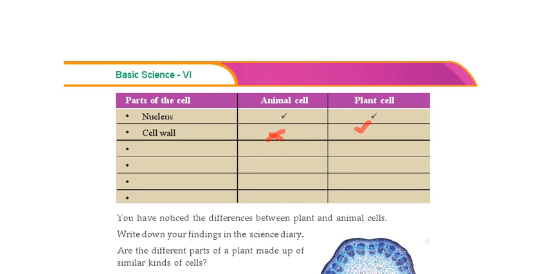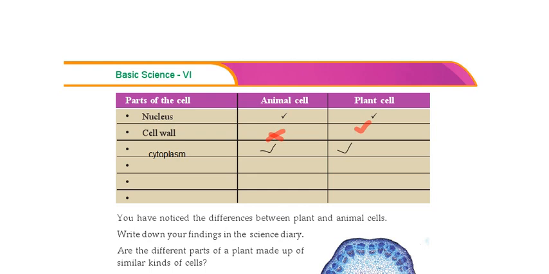Okay. Next we can give another part. Cytoplasm. You just write cytoplasm. Is cytoplasm present in both animal cell and plant cell? Yes. So we can put a tick mark. That is, in both animal cell and plant cell, cytoplasm is present. Next part, namukku endu kodukam? Cell membrane kodukam.